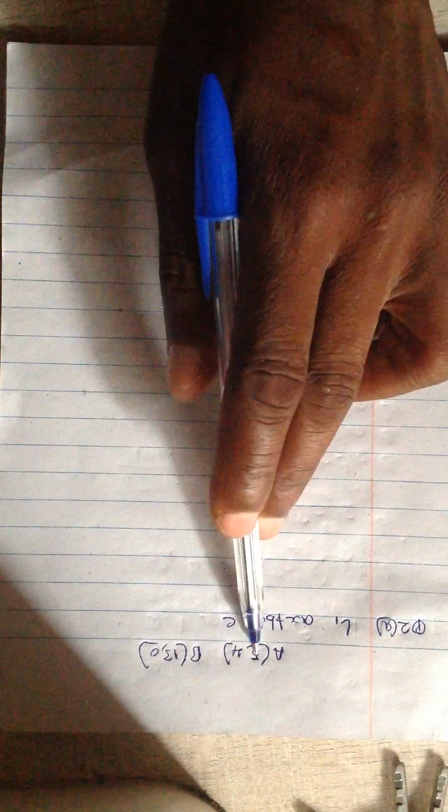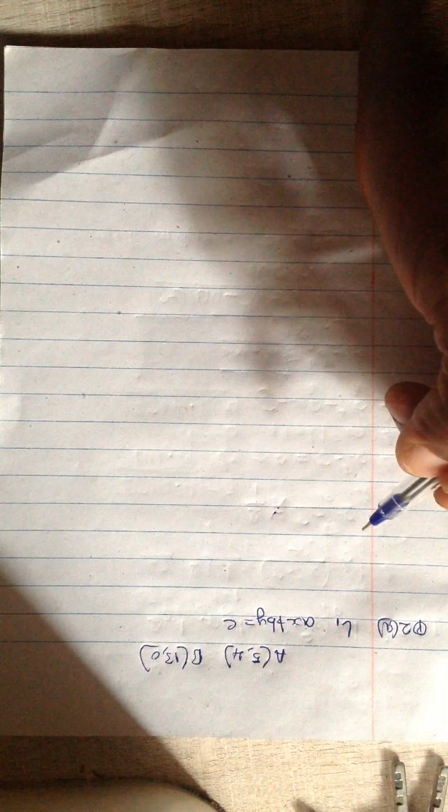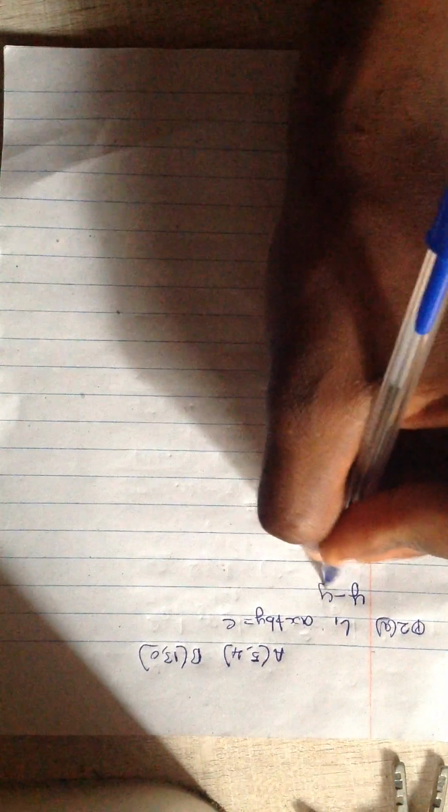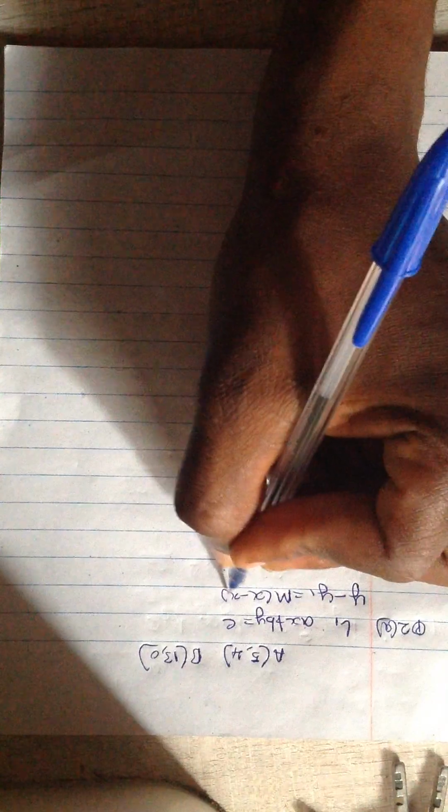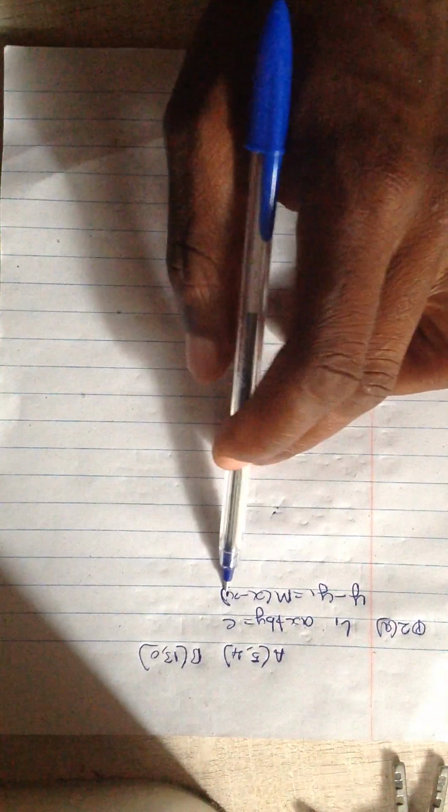Once we have these coordinates given, what is our next step? The first step that you're supposed to do is try by all means to come up with the gradient. The main reason for coming up with the gradient is that to find the equation of the line, this is the formula that we use: y minus y1 equals m open bracket x minus x1.